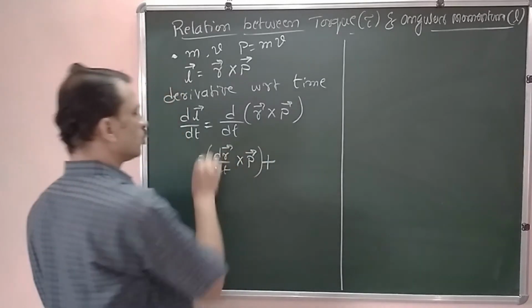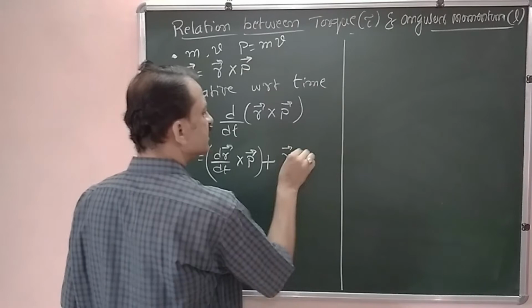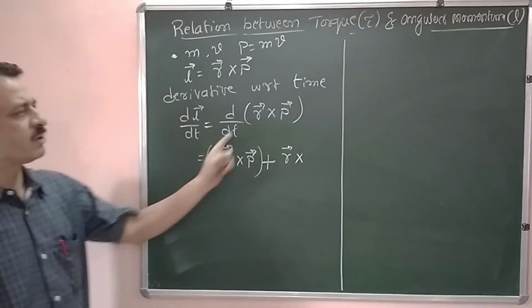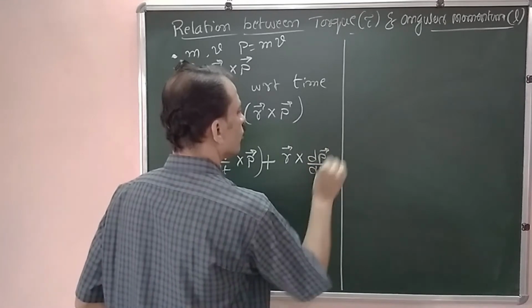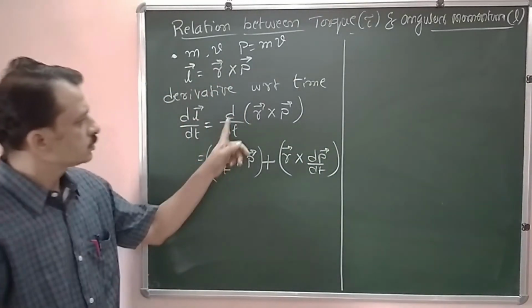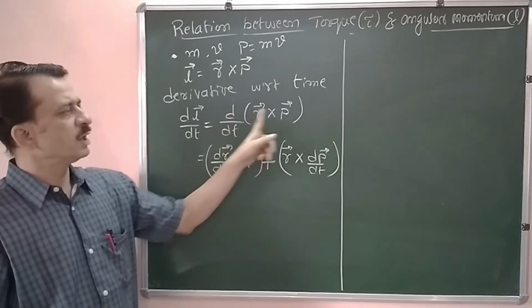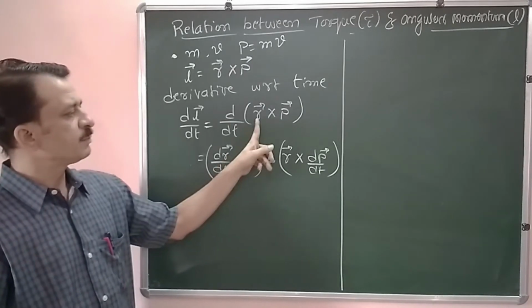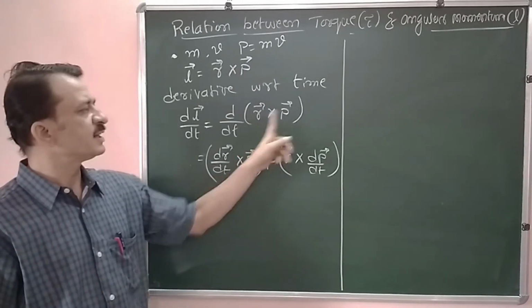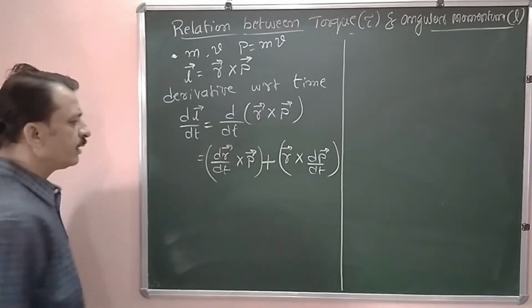plus, it is the product rule. Now keep the first term as it is and take the derivative of the second term. So in the product rule, take the derivative of the first term and keep the second term as it is, plus keep the first term as it is and take the derivative of the second term. That is the product rule of derivative.